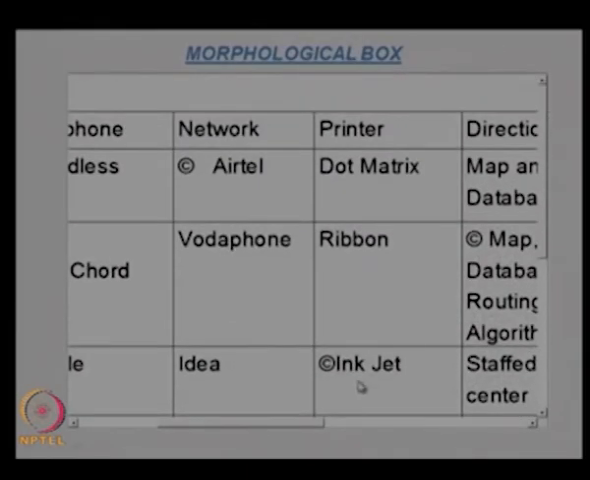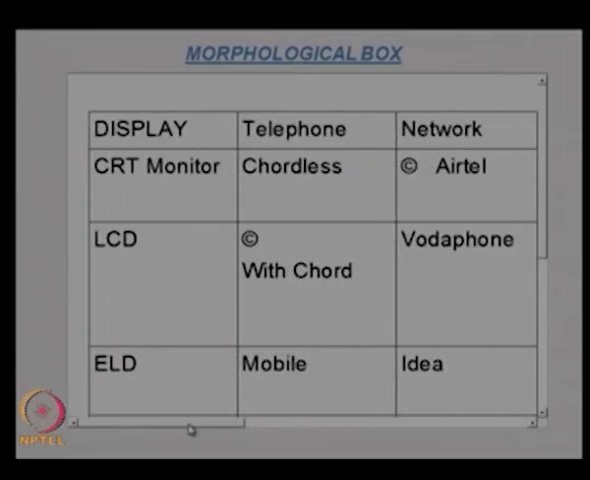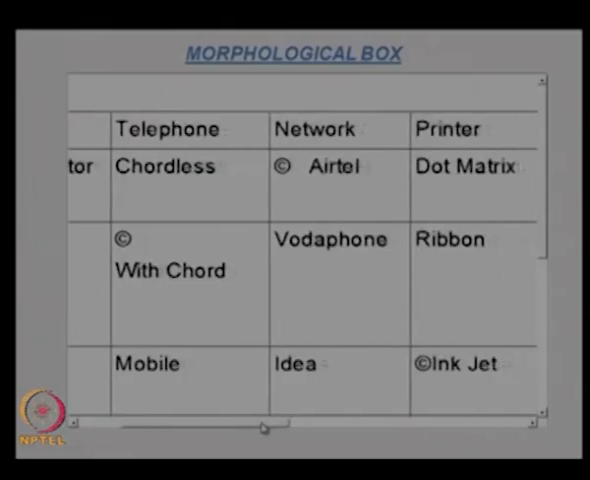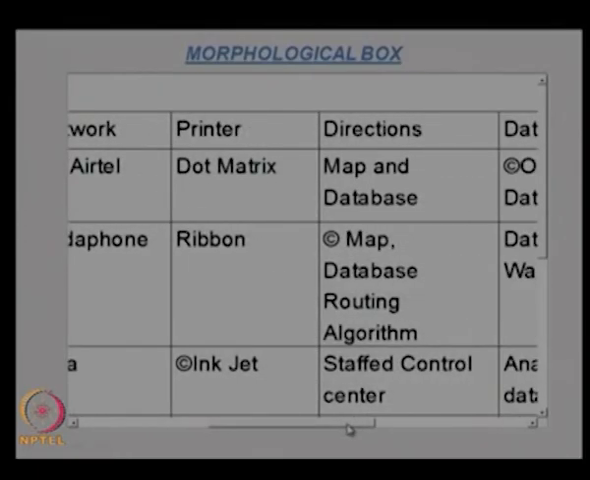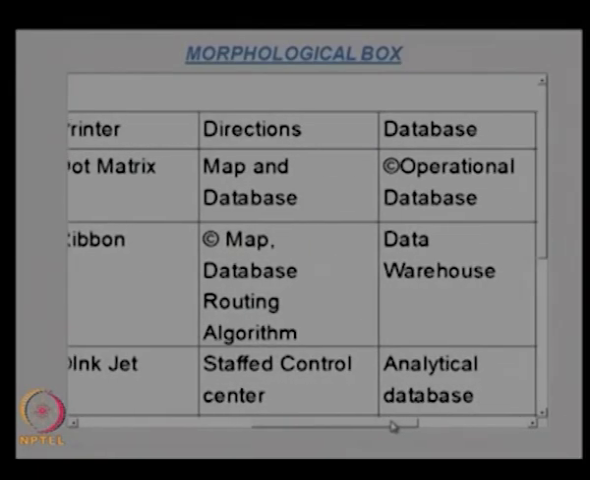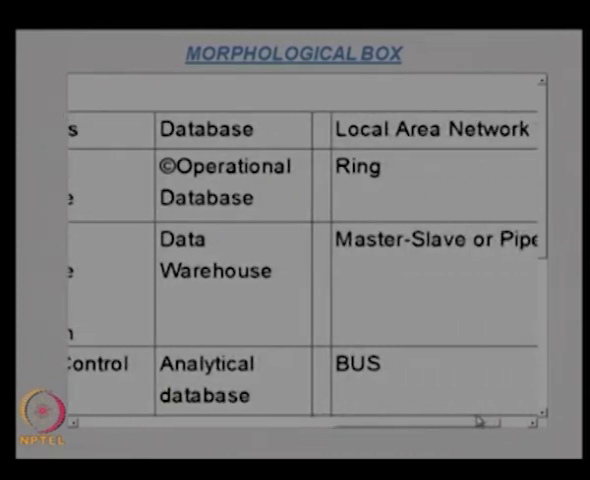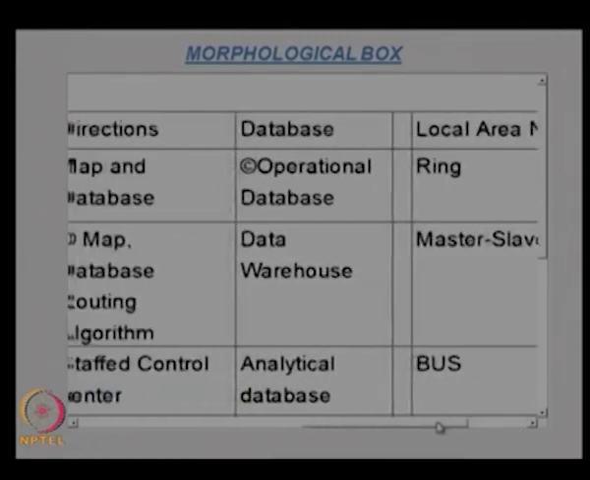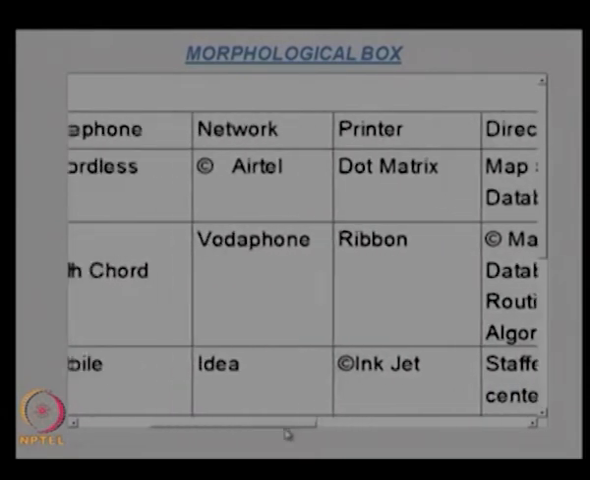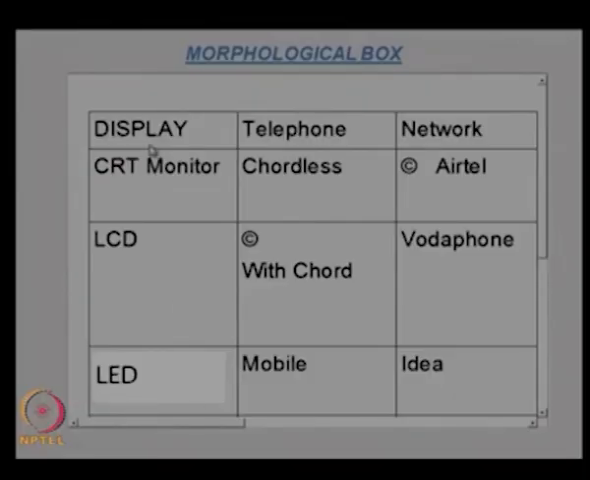So, here again we have different options. I am just showing a very simple example here. We can actually go for all components and develop the morphological box. Here I have shown the display, the telephone and the network options, as well as the printers and the direction showing options, and the database options, the network options. So, here a few components are taken and then the morphological box is developed.